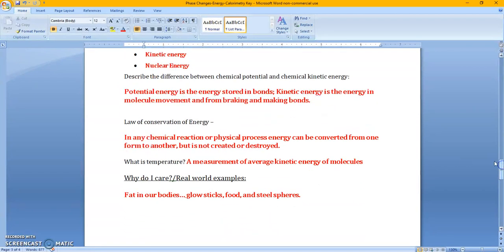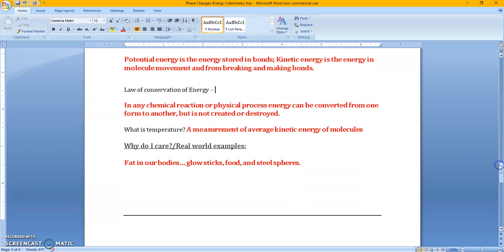So the difference between potential and kinetic chemical energy: potential is stored in the bonds. It's the energy that chemicals have to react, basically. Whereas kinetic energy is where they actually break those bonds, and they make new bonds, and they react. So it's when they're using that energy.